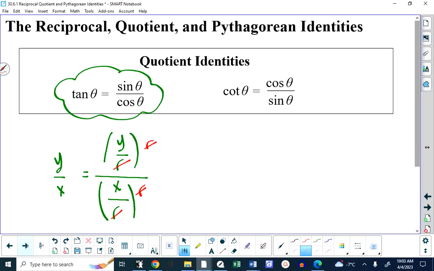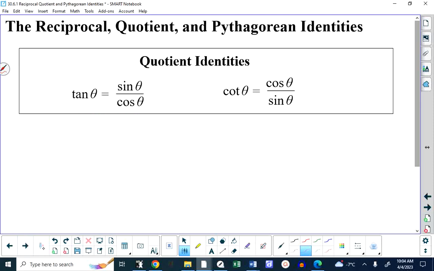It's not even really something we need to prove every time. It's almost an obvious statement. And then cotangent, if cotangent is the reciprocal of tangent, then it must be cosine over sine. These things that you're looking at here, these two things, as well as some other things, need to be memorable.